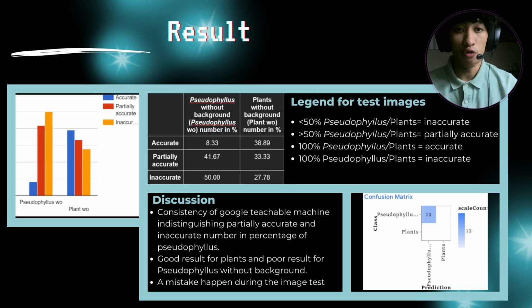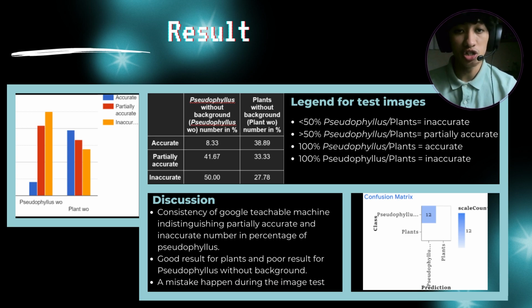Based on the second result, the accuracy is lesser than with background, but when we tested without background, we see some consistency of Google Teachable Machine in distinguishing the partially accurate and accurate percentages of pseudophyllus. Mind you, the results of partially accurate are mostly 90%, which shows that GTM is better at distinguishing the pseudophyllus. The confusion matrix of pseudophyllus is better as it does not give results for other rows in the table.